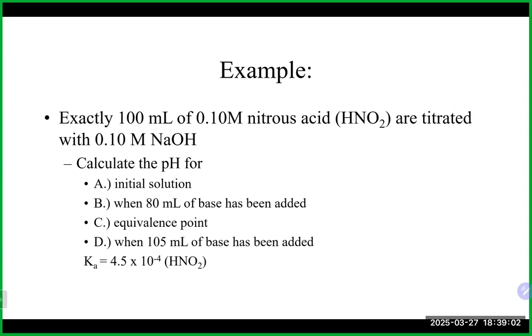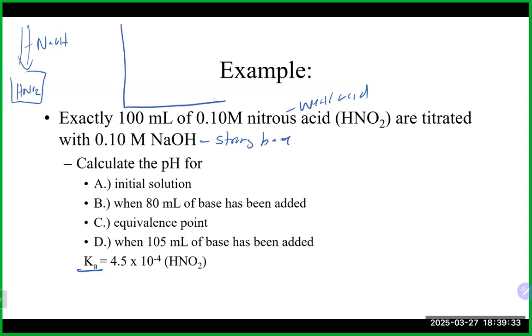So in this particular case, we have 100 milliliters of 0.1 molar nitrous acid titrated with 0.1 molar of sodium hydroxide. I do see a Ka value here, so that automatically tells me this is a weak acid, and we know that this is a strong base. So we do have our weak acid strong base titration. And again, we're taking the sodium hydroxide and adding it to our acid in this case. That means our titration curve should look something like that, perhaps, with an equivalence point maybe up there-ish along the way.